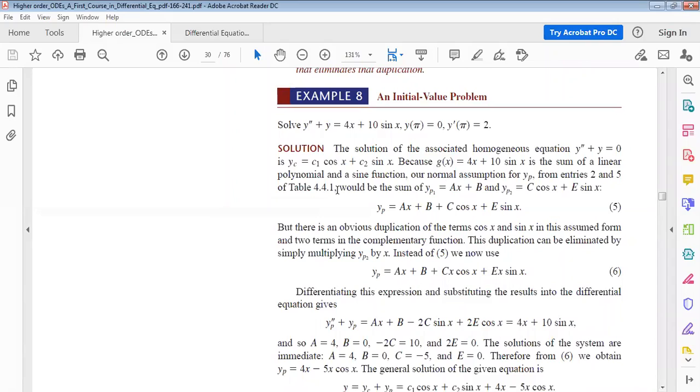Okay, the initial value problem: y double dash plus y. This is actually a second order non-homogeneous differential equation.